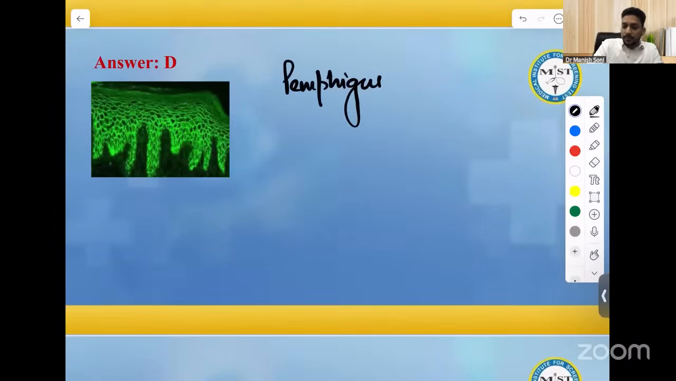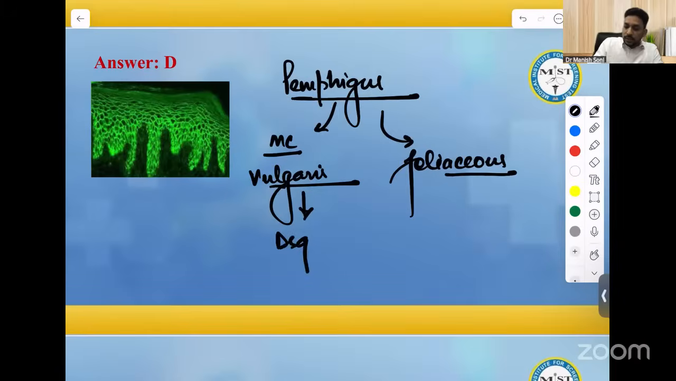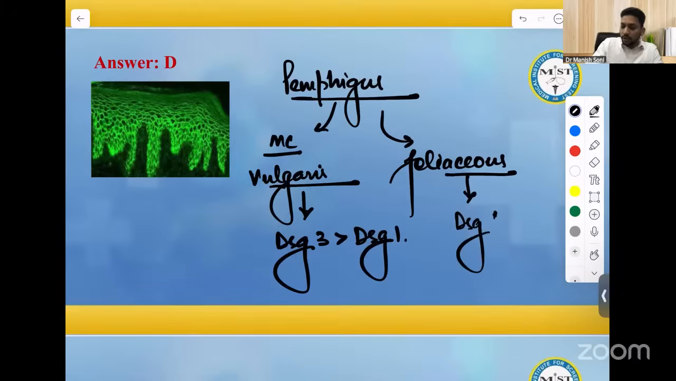In pemphigus, the most common is vulgaris. The other one is foliaceus. In vulgaris, mainly desmoglein 3 is involved, but desmoglein 1 can also be involved. In foliaceus, only desmoglein 1 is involved.